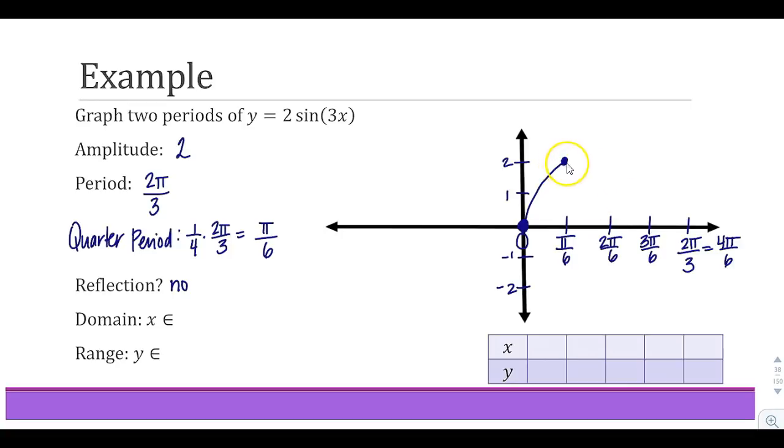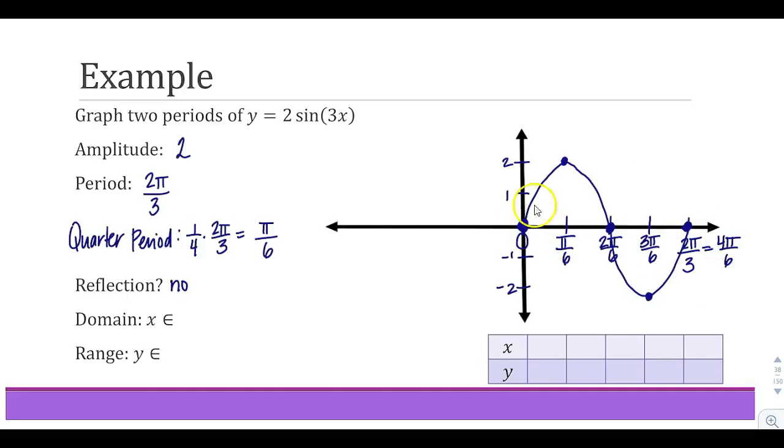And then my sine function turned around and went back to the x-axis. So at 2 pi over 6, at the next tick mark, I'm going to end up back at the x-axis. At the next tick mark, I'm going to be at the negative of the amplitude, so I'm going to be down here at 3 pi over 6, -2. And then I'm going to end up at the end of my period back at the origin, back where I started. If I start at 0, then I also have to end at 0.